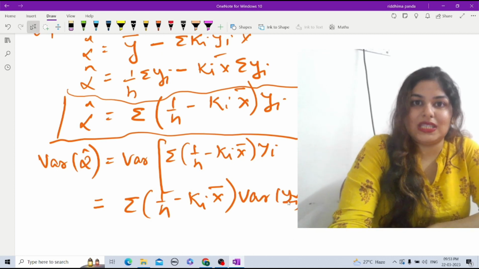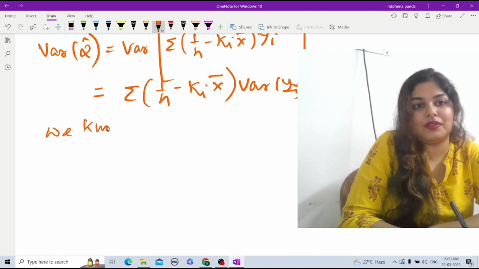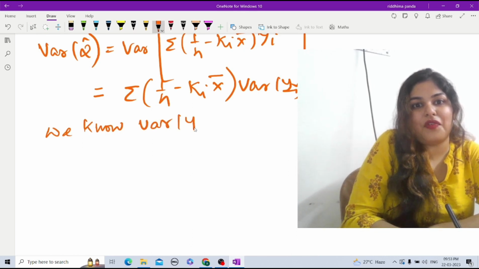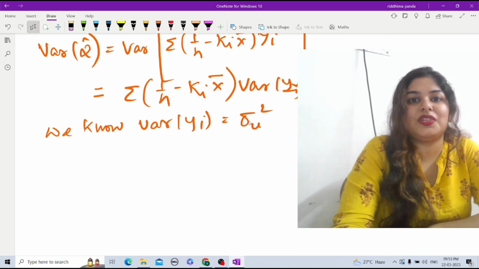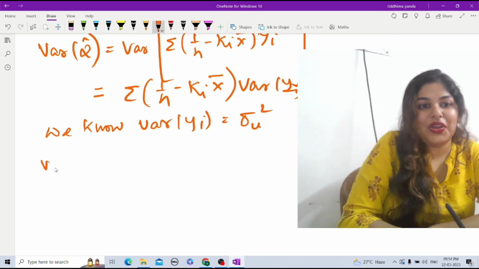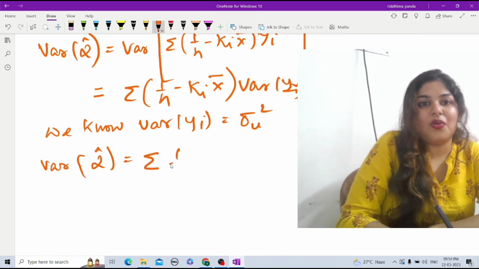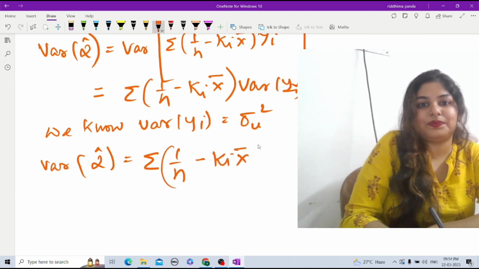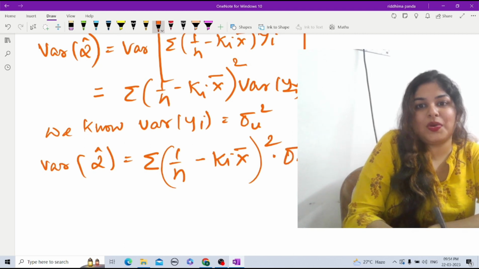Now from the property of the dependent variables, we know variance of yi is equals to sigma u square. So we can substitute the value there. So we have variance of alpha hat is equals to summation (1 by n minus ki x bar) whole square into sigma u square.